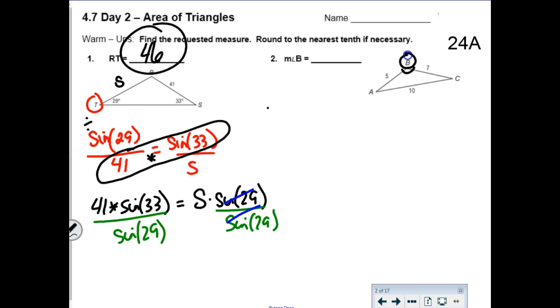And since they want you to find angle B, you're going to use the version of law of cosines where you have to use angle B. So that would be B squared equals A squared plus C squared minus 2 times A times C times the cosine of angle B.